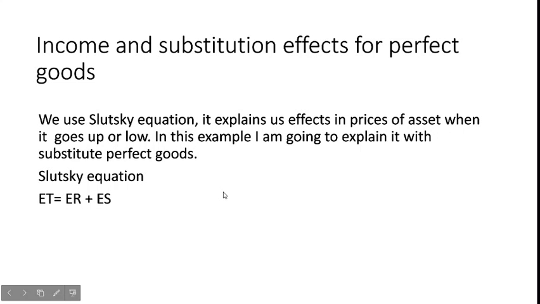Okay, hi. Income and substitution effects for perfect goods. We use the Slutsky equation. It explains the effects when the price of an asset goes up or down. In this example, I am going to explain it with perfect substitute goods. In this case, the Slutsky equation is: total effect equals income effect plus substitution effect.